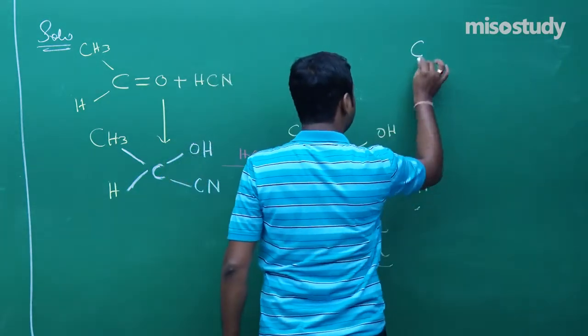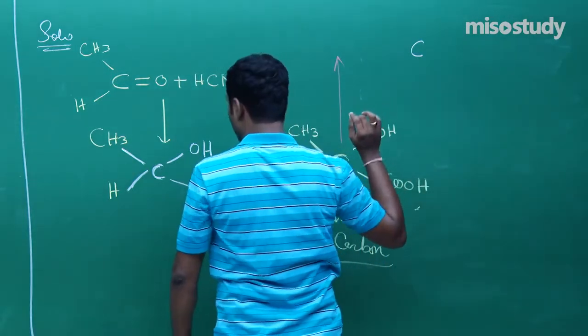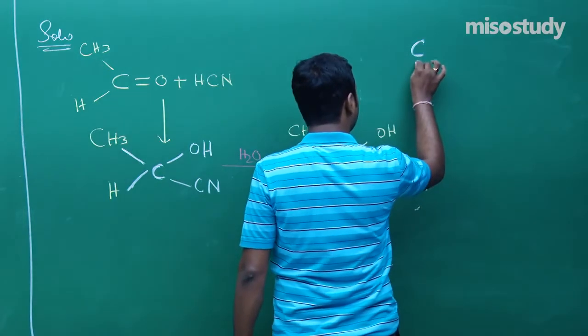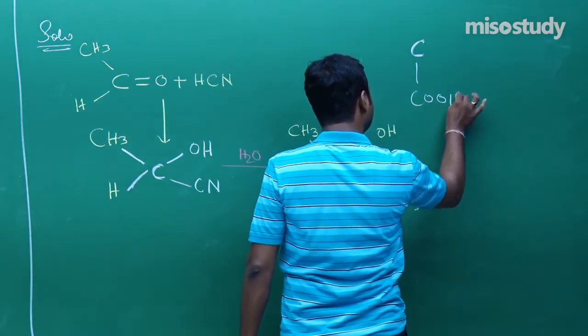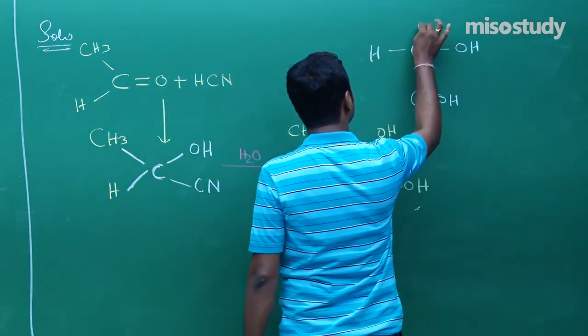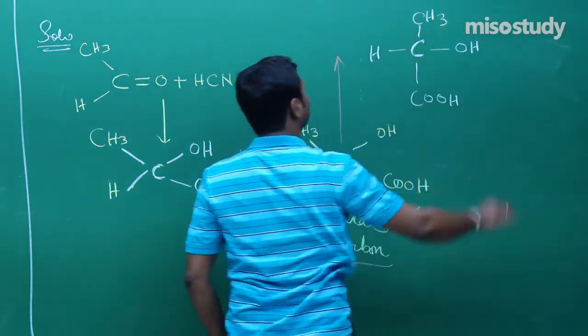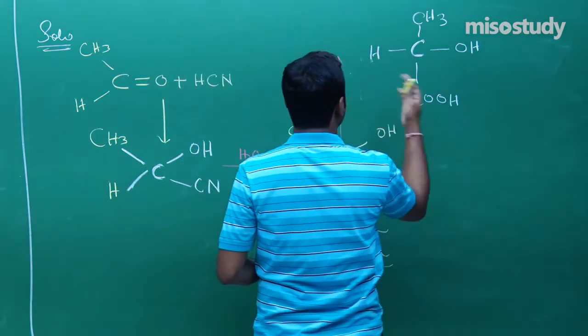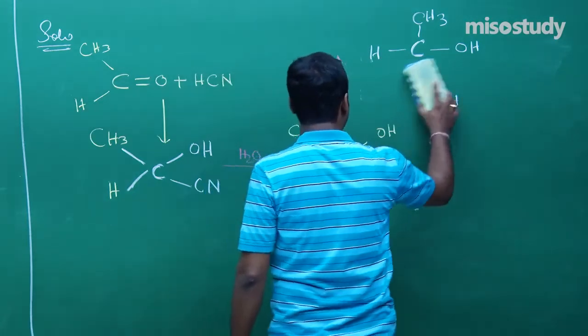That is C. Clear to you? One cyanohydrin, that is the acetaldehyde. Put here COOH, put here OH, put here H, or put here CH3. That is the first form. And again, if you move this one, it gives you the L form.